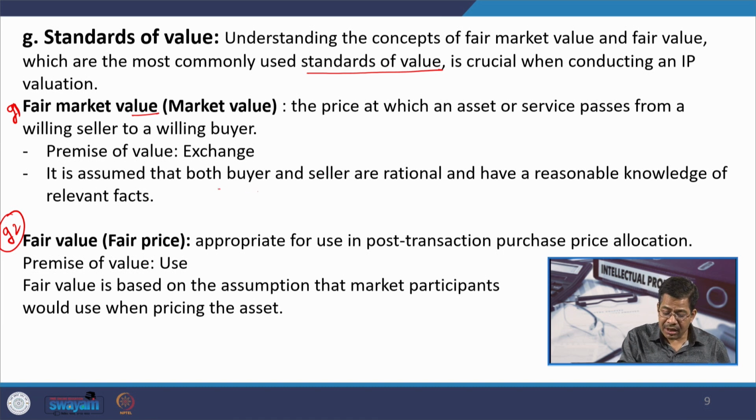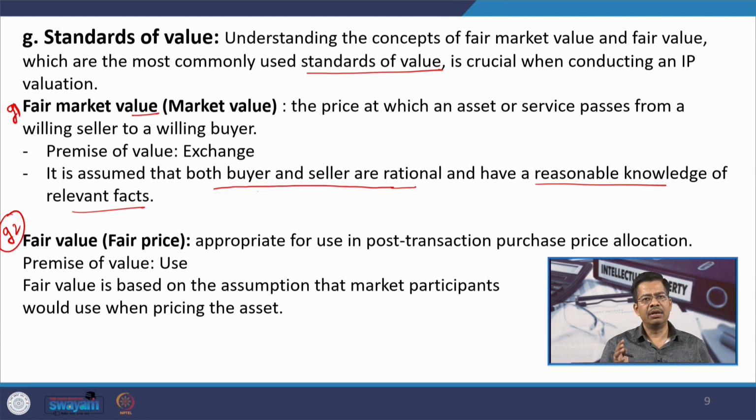Now, in this case we are assuming that both buyer and seller are rational and have reasonable knowledge of relevant facts. They have entire knowledge of the other things happening in that case. But many times in the IP dominant market, you may not have many buyers, you may not have many sellers. So fair market value may not be very much applicable in this case.